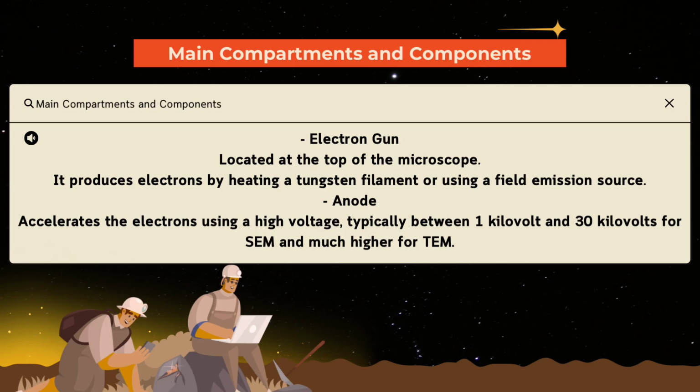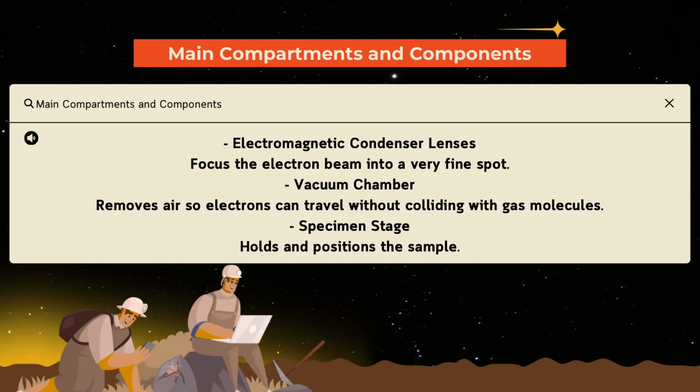Electron gun. Located at the top of the microscope, it produces electrons by heating a tungsten filament or using a field emission source. Anode accelerates the electrons using a high voltage, typically between 1 kV and 30 kV for SEM and much higher for TEM. Electromagnetic condenser lenses focus the electron beam into a very fine spot. Vacuum chamber removes air so electrons can travel without colliding with gas molecules.